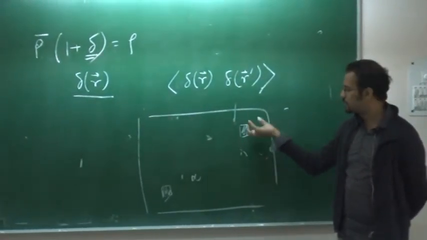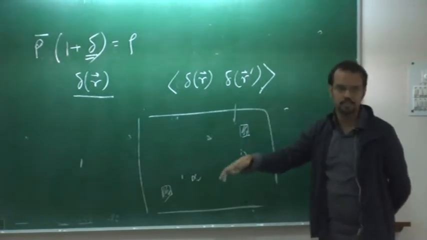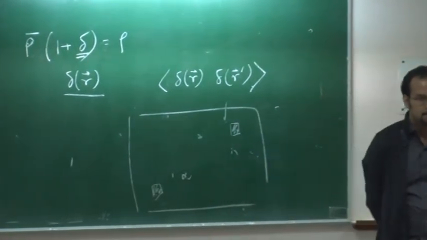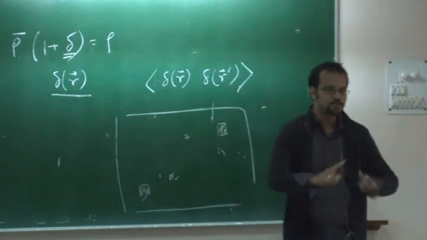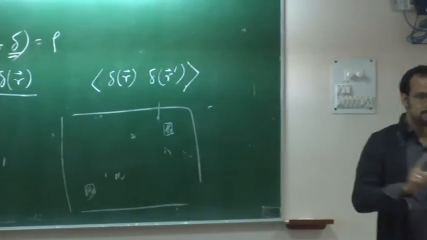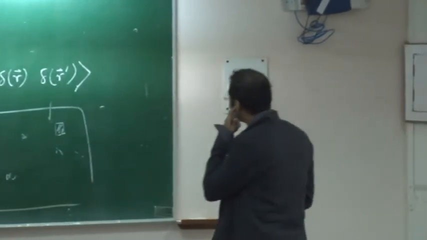You are calculating this product in a small volume and integrating over the volume. So this is basically ergodicity. We are assuming that this ensemble average can be replaced by a volume average, and we can do this.